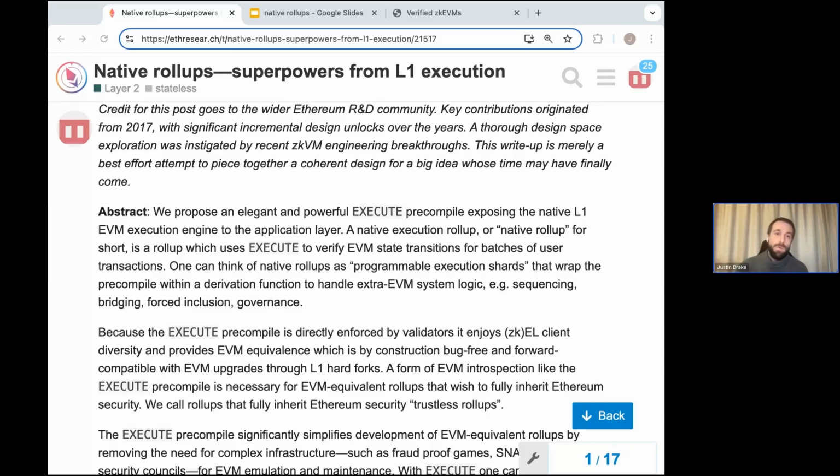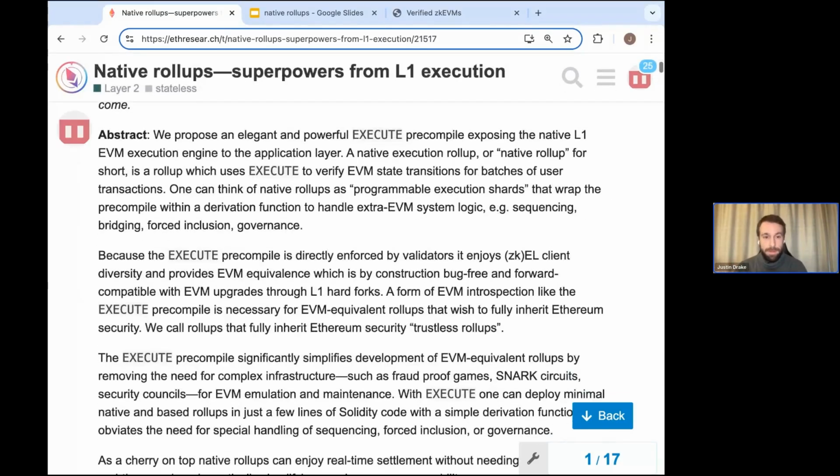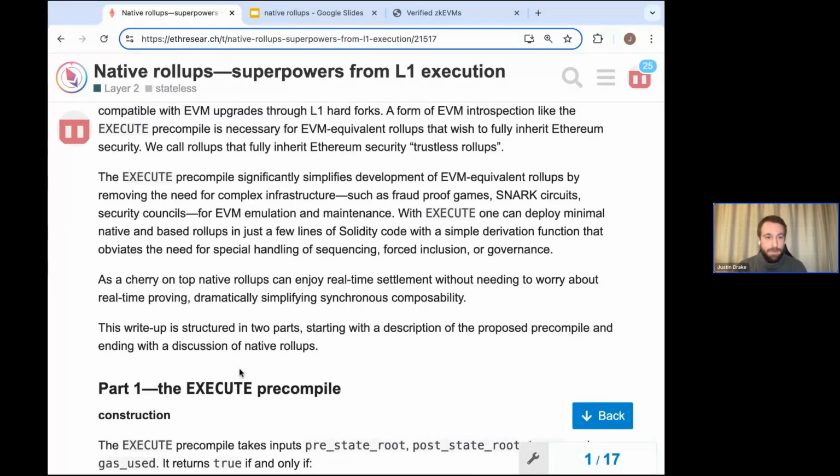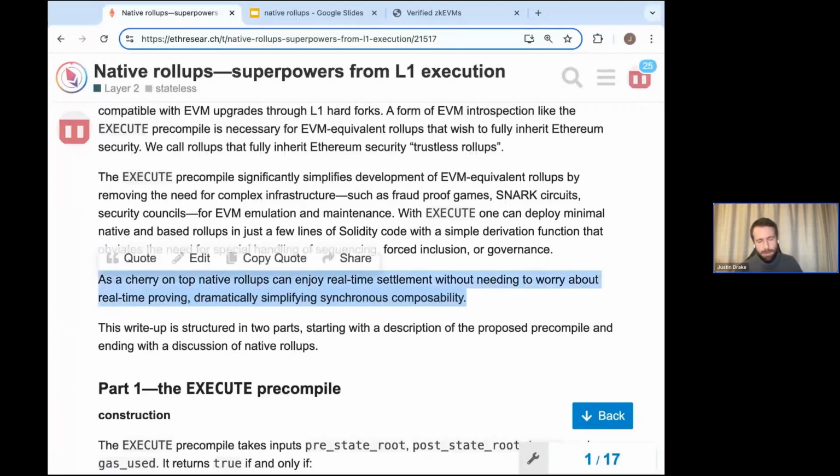Now, one thing that I do want to highlight here is that the precompile does help with composability, and the reason is that, in addition to get synchronous composability, you actually need two things. You need the real-time proving and the shared sequencing. And what the native Rollup precompile does is that it removes the requirement for real-time proving. That is actually done by the L1 as a service. So not only do you not need to worry about the correctness of your circuits, but you also don't need to worry about the performance of your prover.